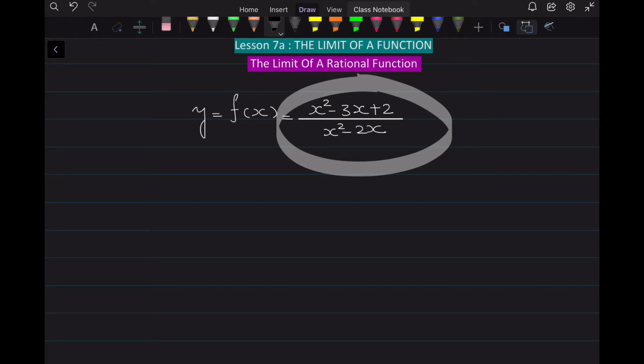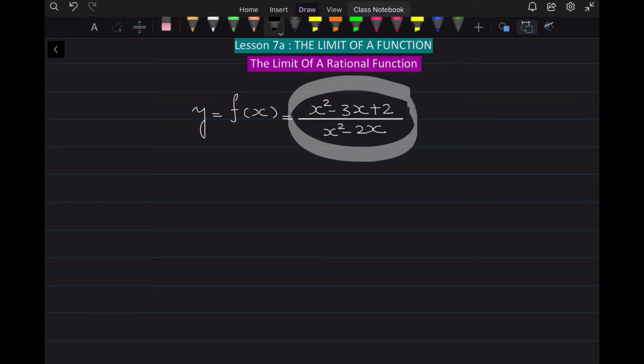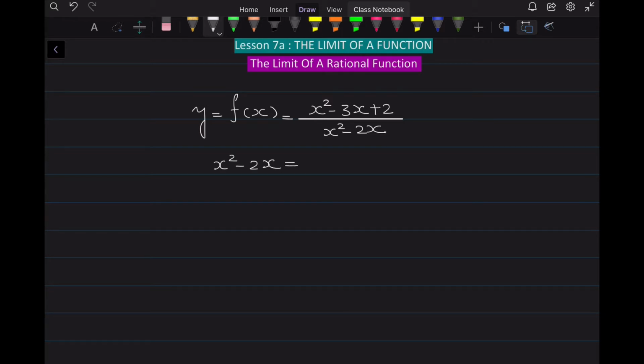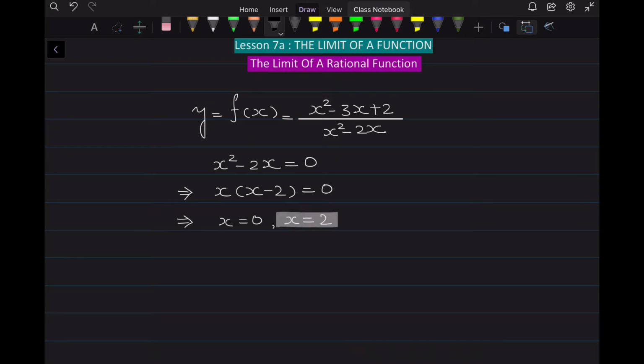Also, this expression is defined if the denominator, that is x squared minus 2x, is not equal to 0. Because in case this denominator is 0, this expression will be division by 0, which is not possible. We have learnt it already in lesson number 3. So if we put this denominator equal to 0, that is x squared minus 2x is equal to 0, and factorize this expression, we will get x times (x minus 2) is equal to 0, which implies that x is equal to 0 or x is equal to 2. That is, this expression is not defined for x equal to 0 and x equal to 2.